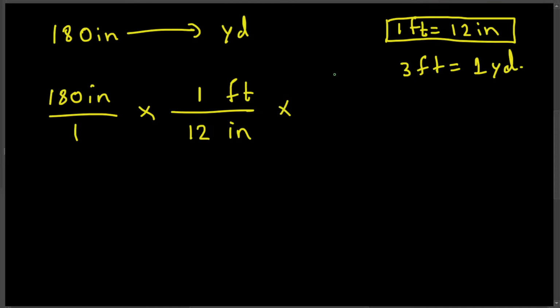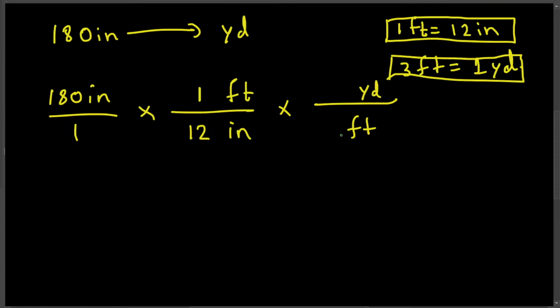To convert feet into yards, we can use this conversion factor. 3 feet is equal to 1 yard, and we have to have the feet in the denominator to cancel this feet. So put the feet in the denominator, and since we want the final answer to be yard, we put the yard in the numerator. We know that 3 feet is equal to 1 yard. Put the 3 in front of feet and 1 in front of yard, and that's it. Now you have done the 2-step conversion.